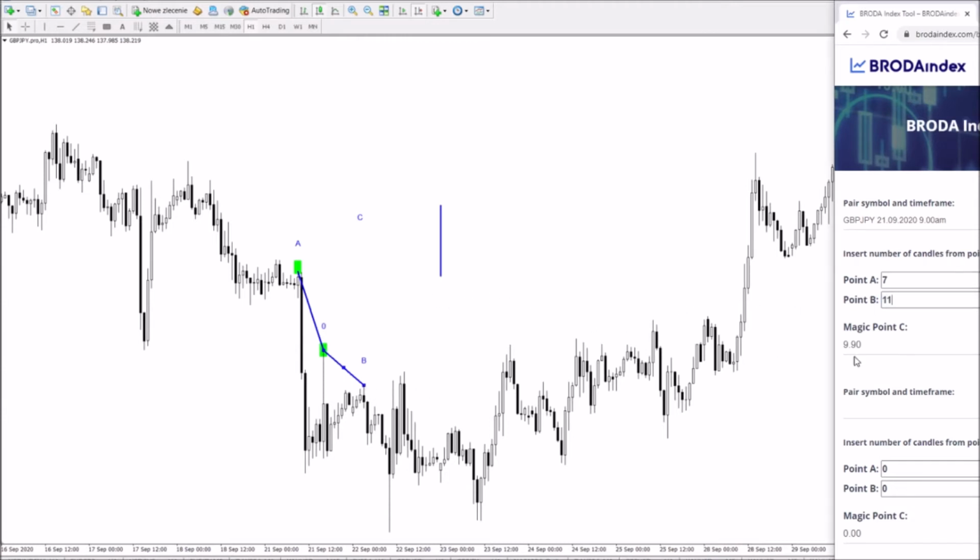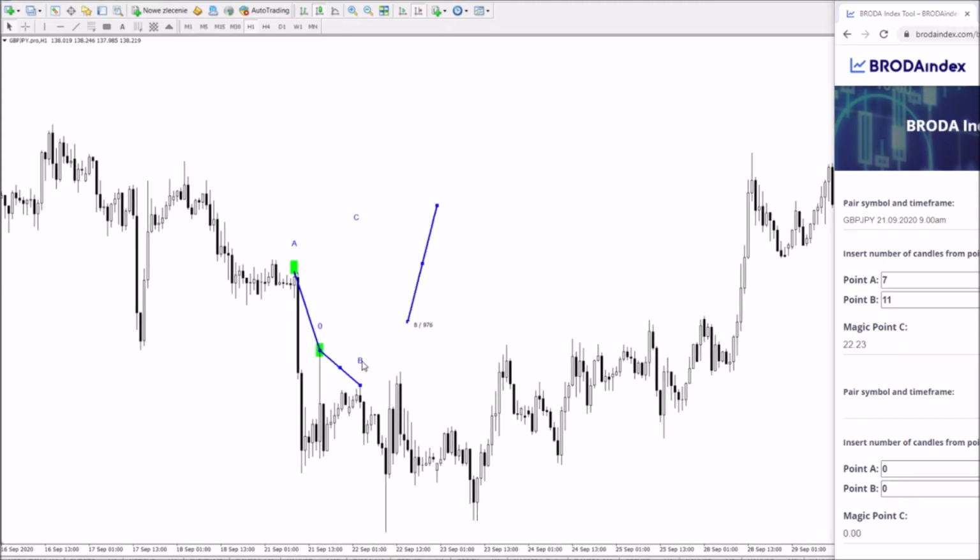And now magic happens, the calculator calculates for us point C, which is in the future. The calculator determines when exactly a turning point or significant for the market should be. Point C is 22 candles from point 0. Let's check it out. It is indeed the top of the chart.